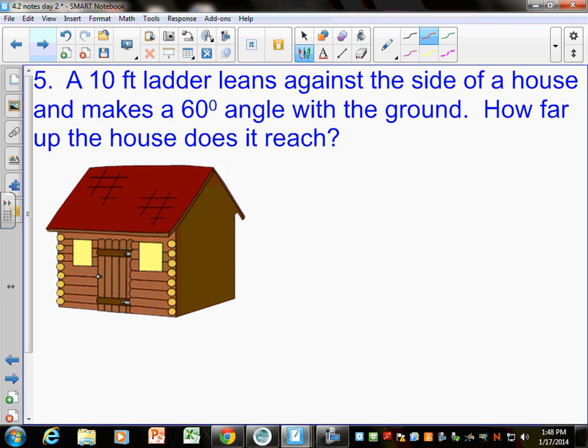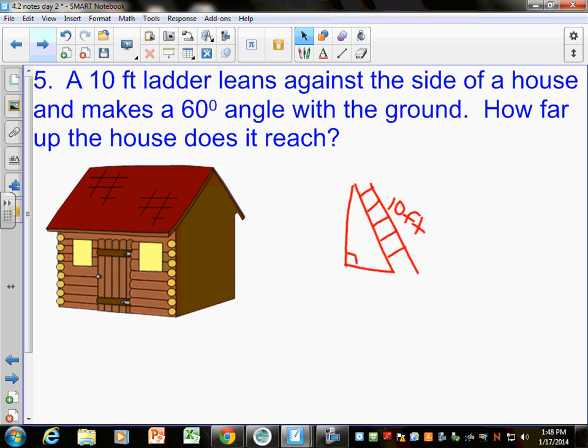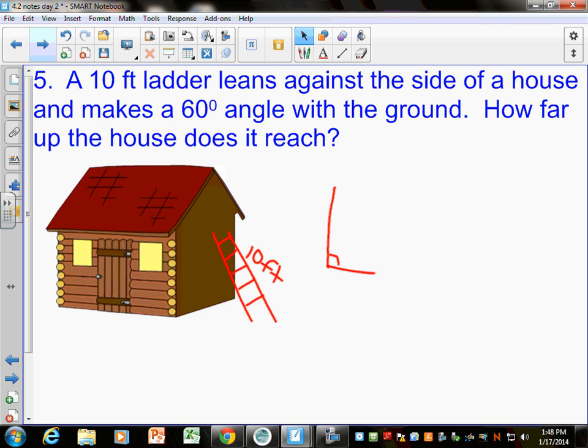So I'm just going to draw my lovely ladder here against the house. And it's 10 feet. And we're assuming that the house makes a right angle with the ground because hopefully your house is built so that it makes a right angle. Because remember that this only works for right angles. If you didn't want to draw this, you could just take this picture and move it like this, right? The lovely right angle I drew. And it makes a 60-degree angle with the ground.